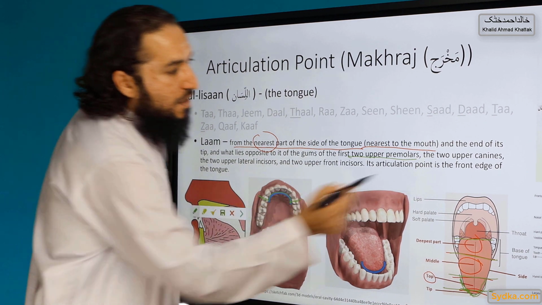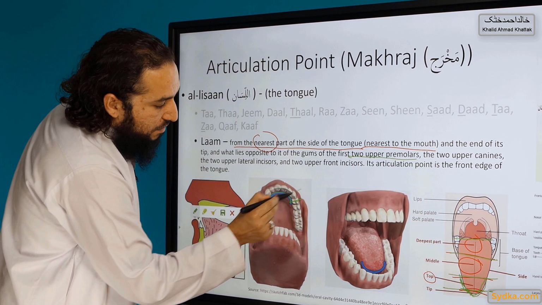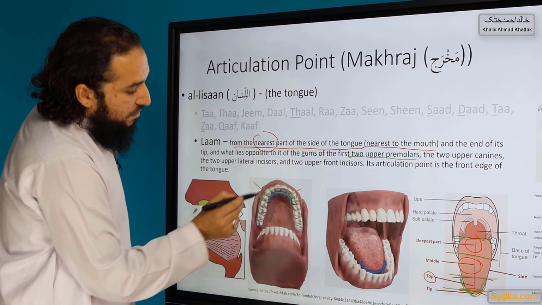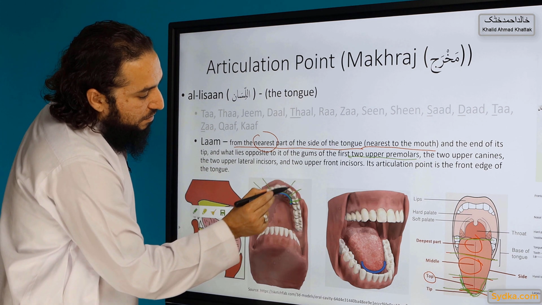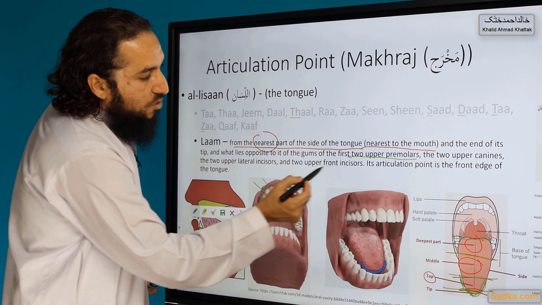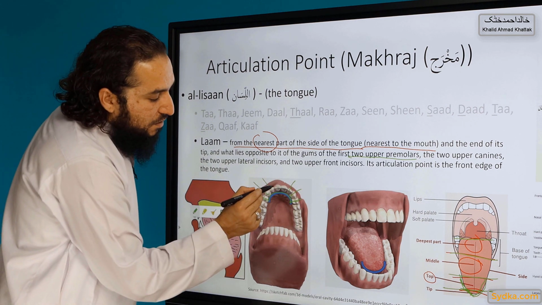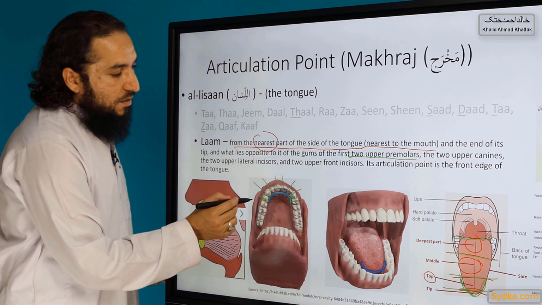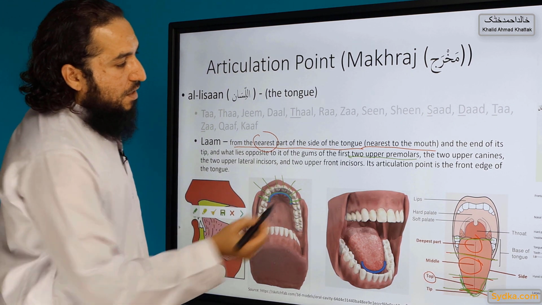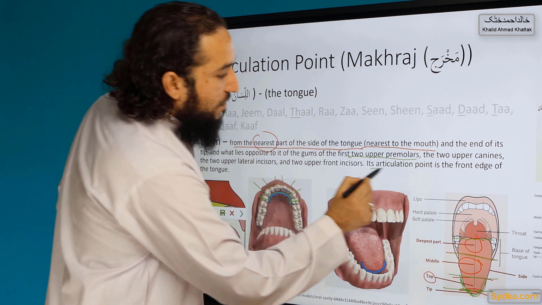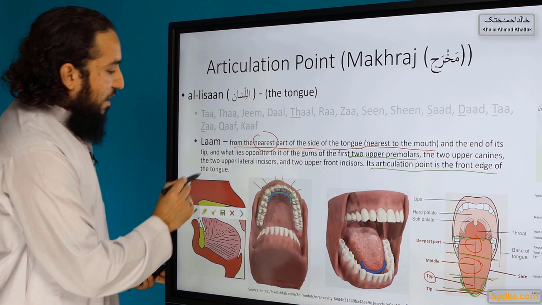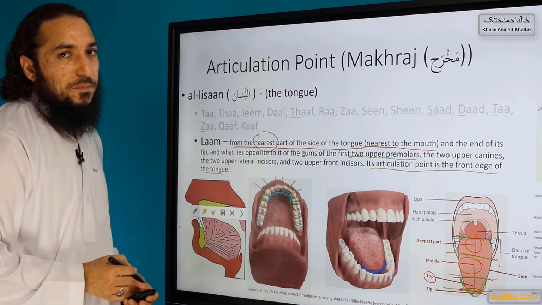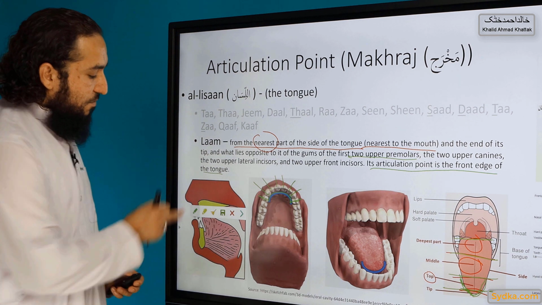Okay, that's premolars. And then upper canines, this is a canine, this is a canine, and two upper lateral incisors. So this is lateral incisors, and this is lateral incisors, and then the last ones are the front incisors. So this is one and this is two. So these are the names of those teeth. And its articulation point is the front edge of the tongue when it's connecting that part. Lam, L, that is the articulation point.